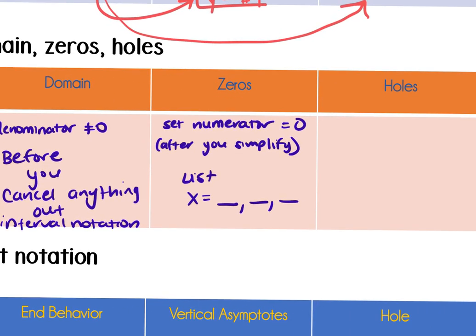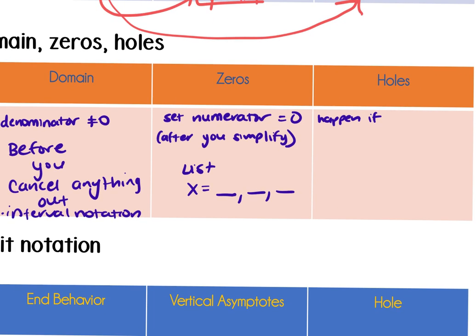And the holes happen if you cross out a term, or factor, I should say, factor in the denominator. It has to completely cancel out. So I can't have anything left. Like if I had x plus 3 to the first in my numerator, x plus 3 to the second in the denominator, then I'm only going to eliminate one of them. That does not mean there's a hole.